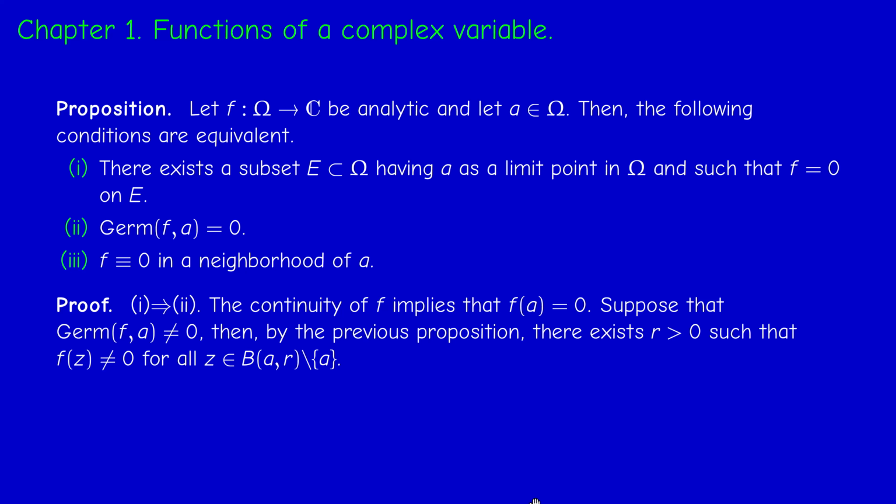Now we reason by contradiction. Suppose that the germ is not trivial. Then I know that F does not vanish on the punctured disk of center A and radius R, so the open disk without its center. This is what I call the punctured disk. This is what the previous proposition states. So A is isolated, right?